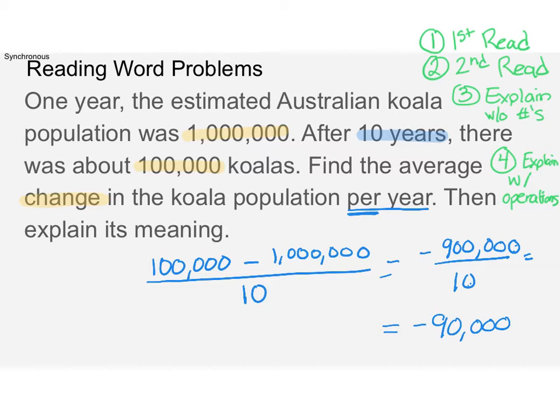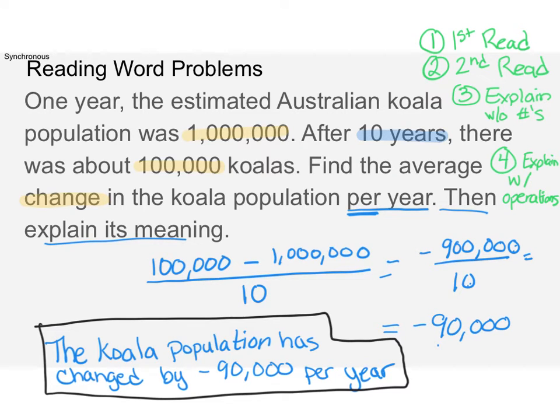Okay, so what does this mean? So then it says explain this meaning here. So what does negative 90,000 mean? Well, it means the koala population has changed by negative 90,000 per year. So I'm going to go ahead and write that. So here's my answer in a sentence. The koala population has changed by negative 90,000 per year. So that means every year they're losing 90,000 koalas.